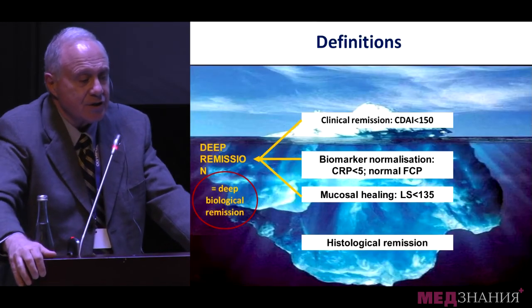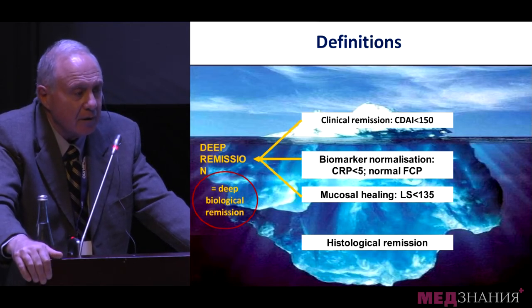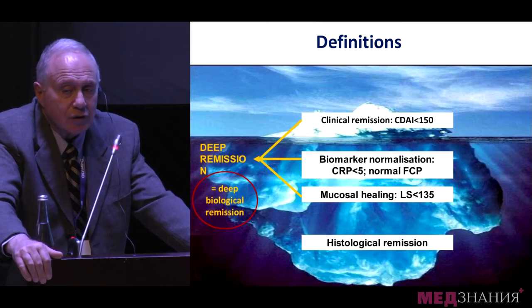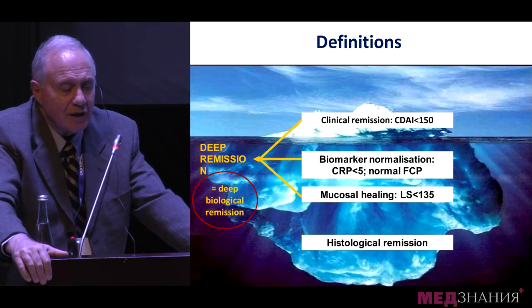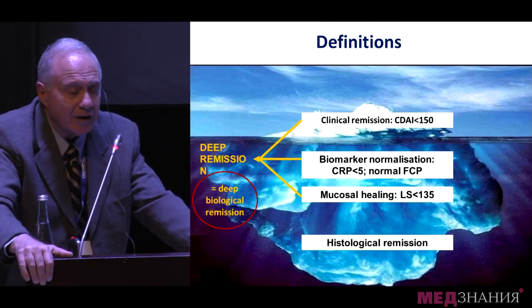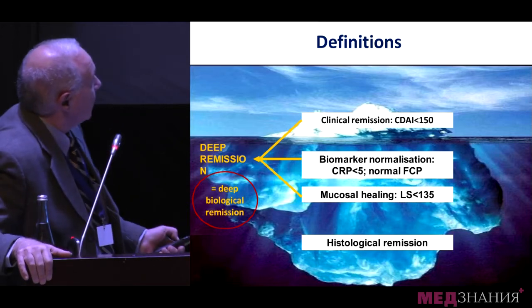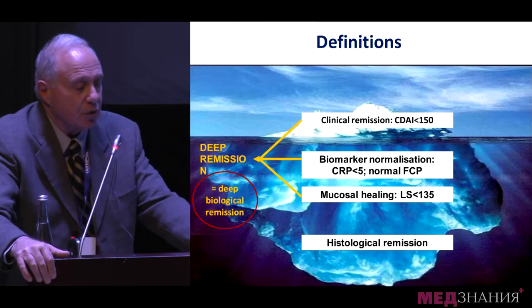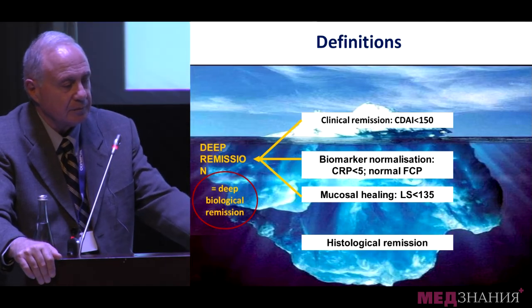These were our definitions. Clinical remission was CDAI below 150. Biomarker remission was normal CRP and fecal calprotectin. And mucosal healing was Lewis score, the inflammatory score in the capsule, less than 135. And if all these existed, this was deep remission or deep biological remission.